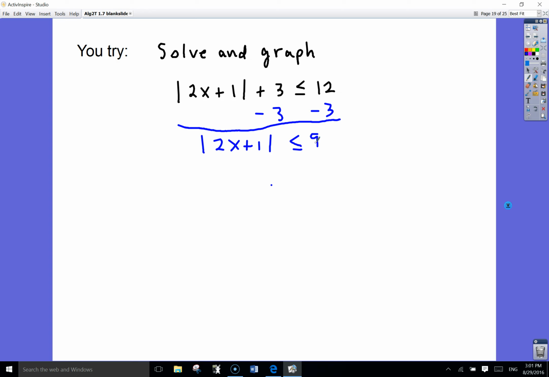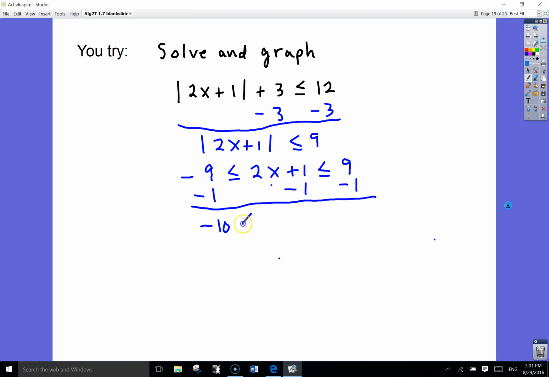Okay, now we've got it. Isolated absolute value is less than or equal to 9. We write it as a three-part inequality. -9 is less than or equal to 2x + 1 is less than or equal to 9. Right? The value of that expression has to be in between -9 and 9. Now, to find which values of x satisfy that, we need to subtract 1 from all three parts. -10 is less than or equal to 2x is less than or equal to 8.